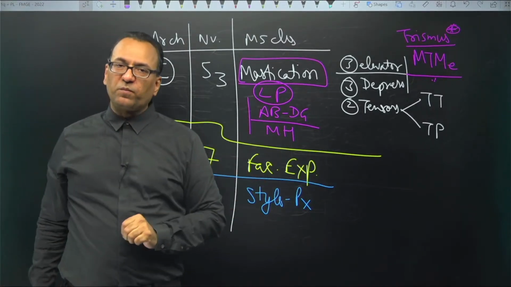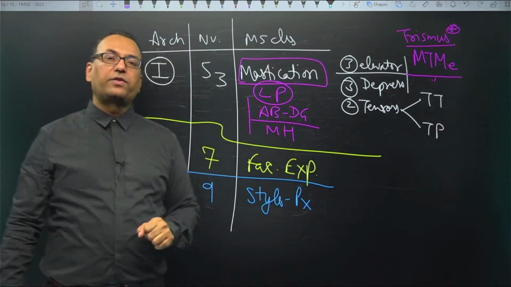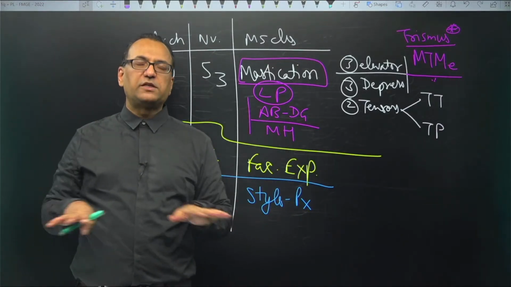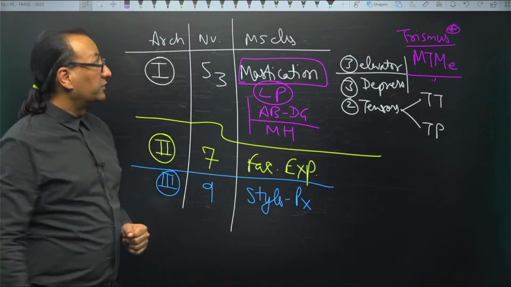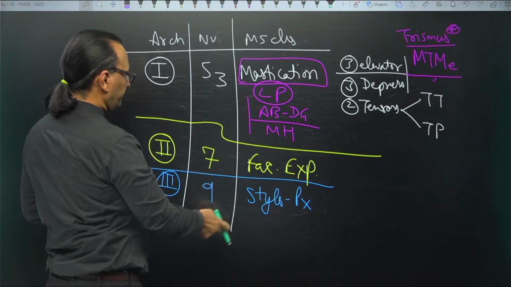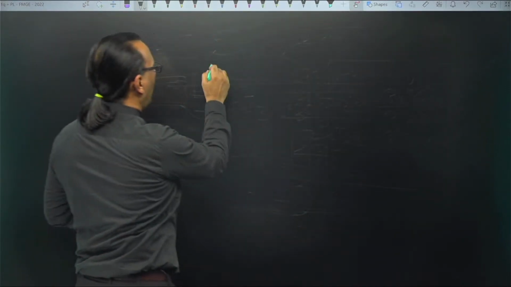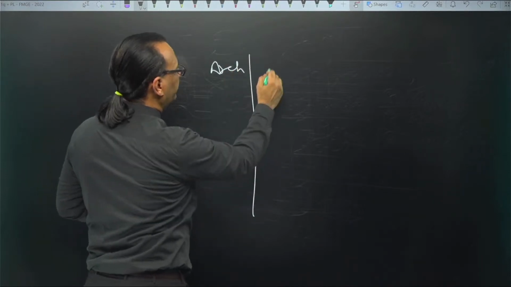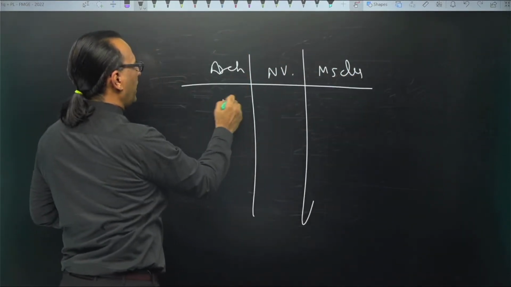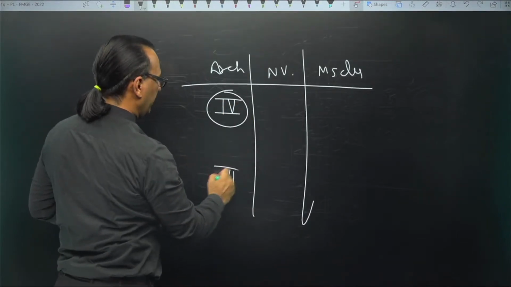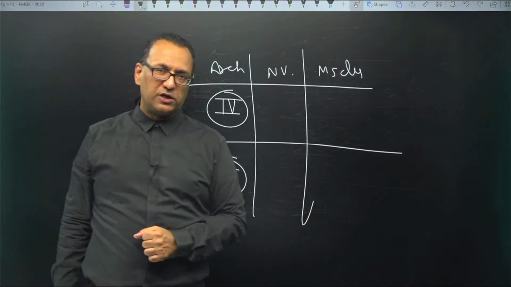What about arch number 4 and 6? I am telling arch number 4 and 6 because the 5th arch is rudimentary in humans, doesn't contribute much. So what about arch number 4 and 6? Muscles and their nerves. As we continue discussing, we'll find in the table, once again we mention the arch, corresponding nerve, and the muscles developing.